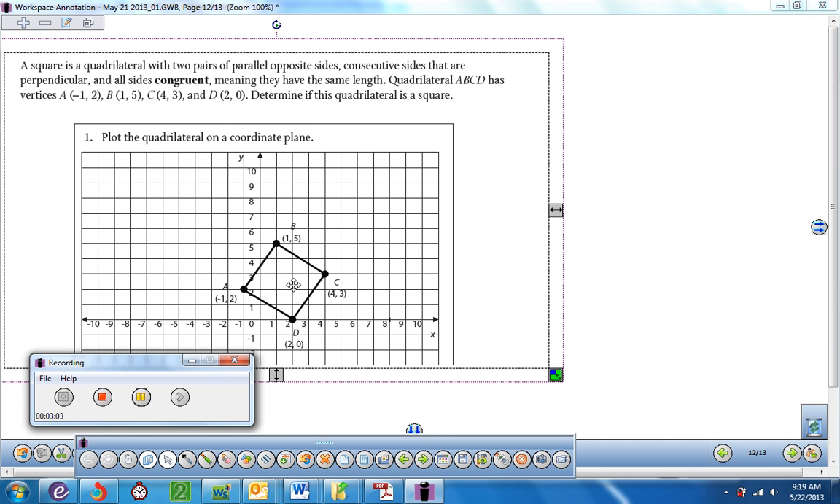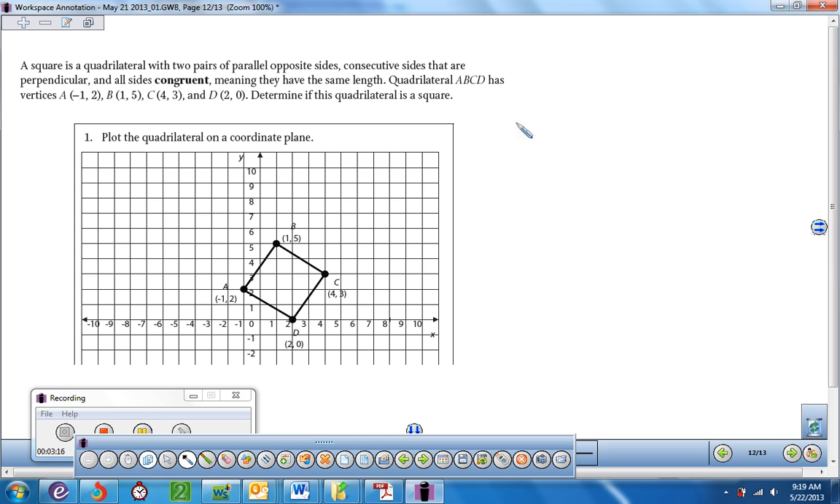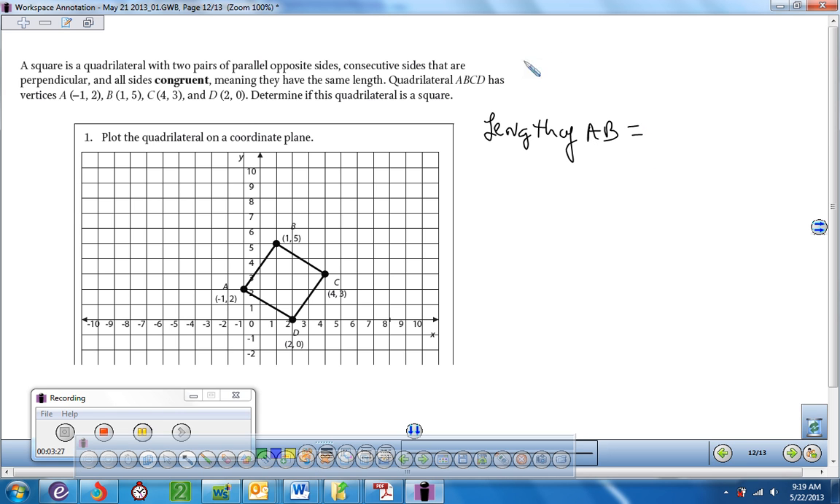Okay, with this one, we want to prove that this is a square. Now, what that means is all the sides have to be the same length. So that's the first thing we're going to do, is find the distance, or the lengths of each segment. So let's go length of AB. Now remember, our distance formula is the square root of x2 minus x1 squared plus the change in y, so it's y2 minus y1 squared.